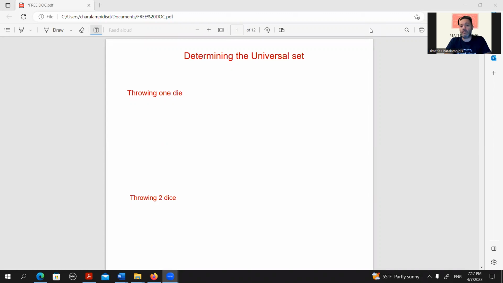We will work together some examples on finding the universal sets. To begin with, let us all remember that by universal set in a probability experiment, we mean the set that contains all possible outcomes of this experiment.